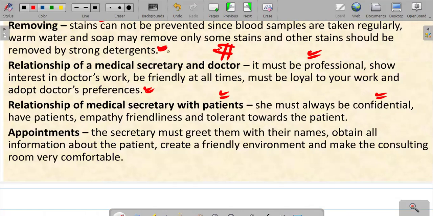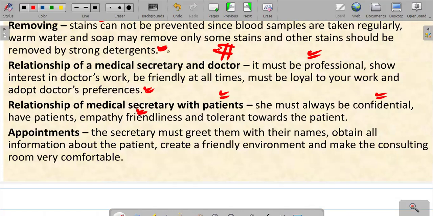Therefore, the secretary must always remain confidential, unlike disclosing and sharing health information of patients or other confidential information. They must not be like that. Empathy and friendliness would also help the patients to be open enough and at ease when it comes to every other possible examination that might need to be done.